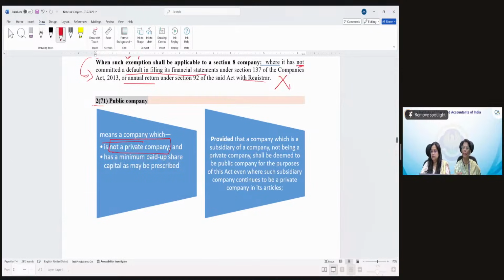Very simple. Whatever restrictions have been imposed on the private company, if these conditions are not there, that means that company is not a private company. If the company is not a private company, then it can be a public company. So public company means which is not a private company.